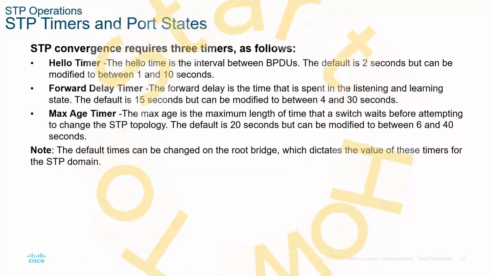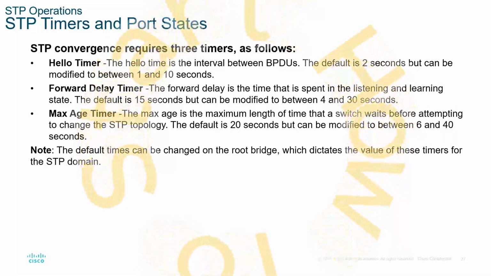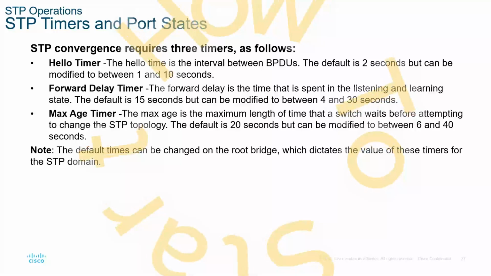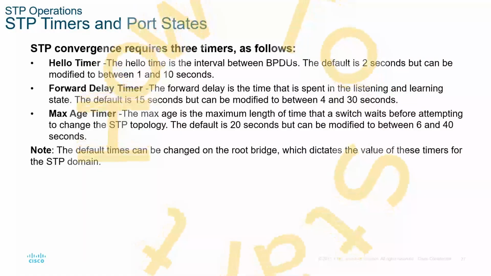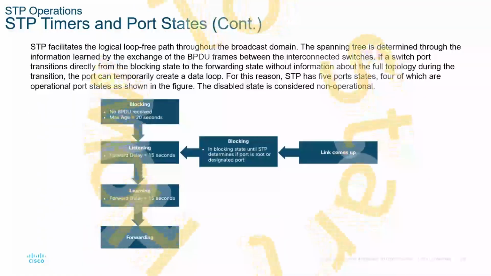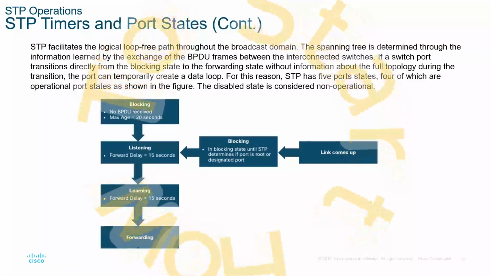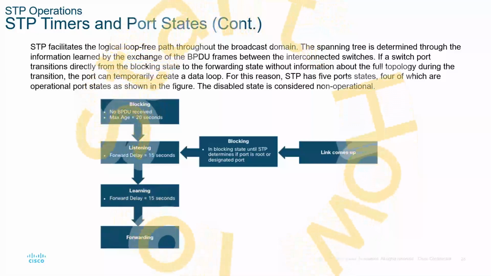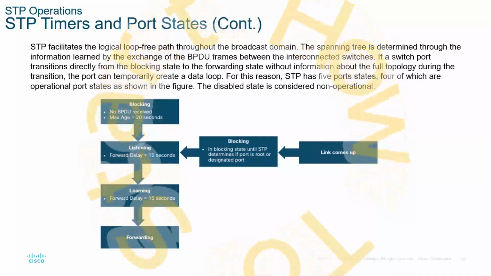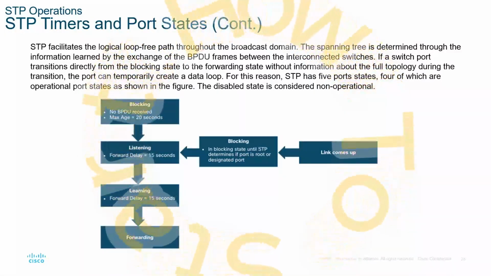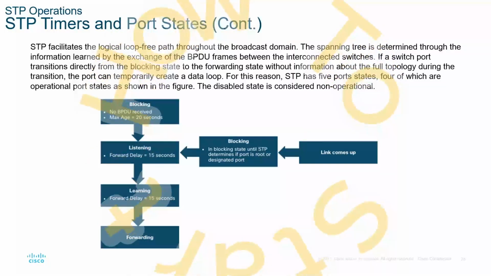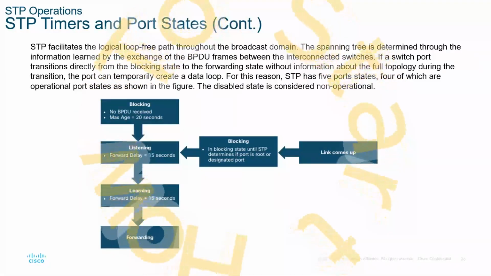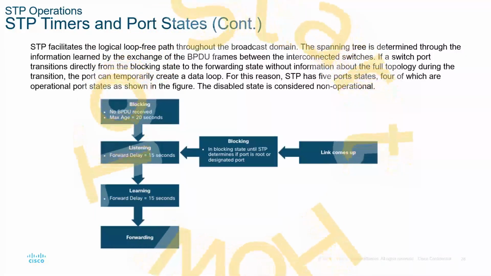Basically, when the switch comes on, it has to listen, it has to learn, it has to decide what states to be putting the different ports in. So what ends up happening is when the switch power is on, it goes into an immediate blocking state. No BPDUs will be received, and this will happen for about 20 seconds. It will transition to a listening state. Basically, the forward delay is 15 seconds.